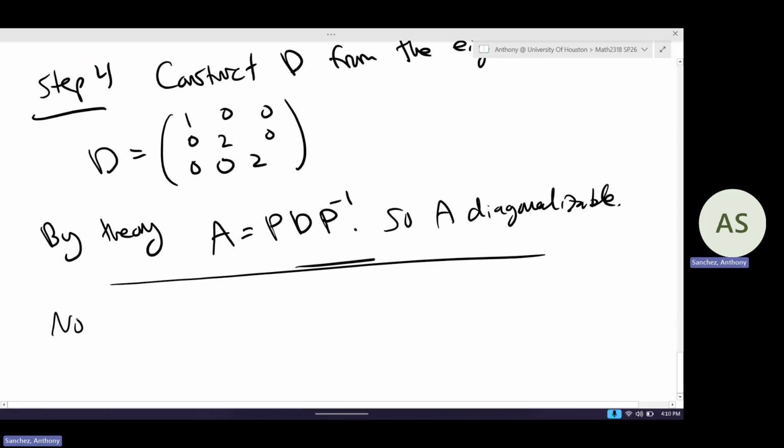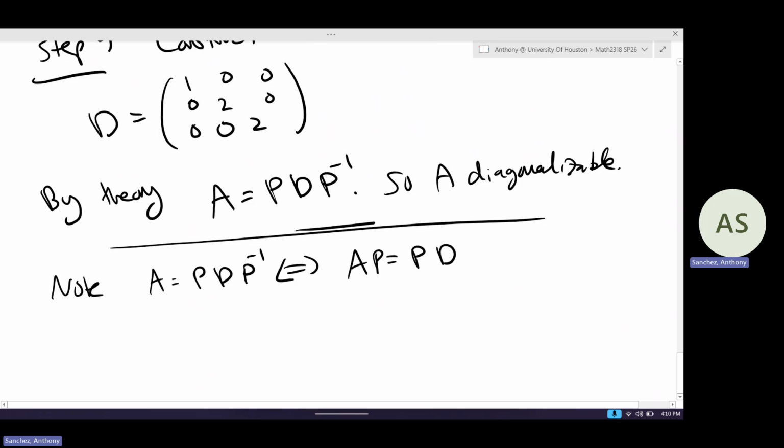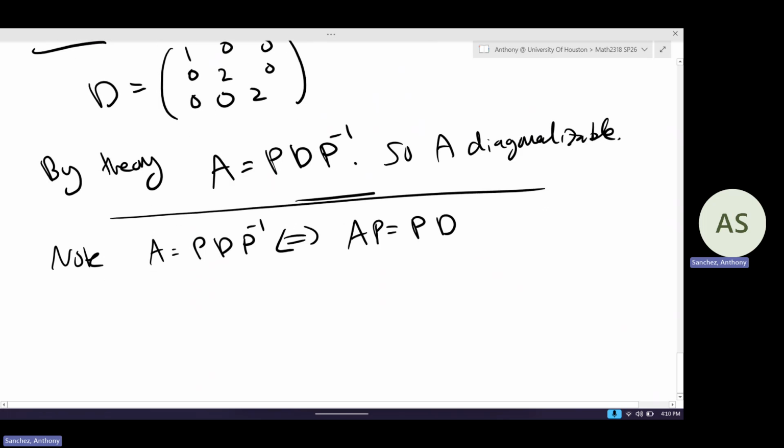All right, so note A equals P D P inverse is going to happen if and only if A P equals P D. So it amounts to checking this computation, grabbing A and P and multiplying them, grabbing P and D and multiplying them. But I can check this in the following other way. I can grab AP and then write down what P is.